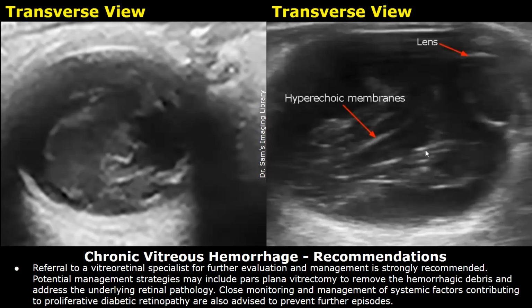Recommendations: referral to a vitreoretinal specialist for further evaluation and management is strongly recommended. Potential management strategies may include pars plana vitrectomy to remove the hemorrhagic debris and address the underlying retinal pathology. Close monitoring and management of systemic factors contributing to proliferative diabetic retinopathy are also advised to prevent further episodes.